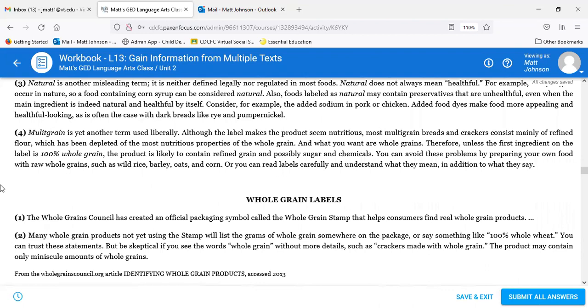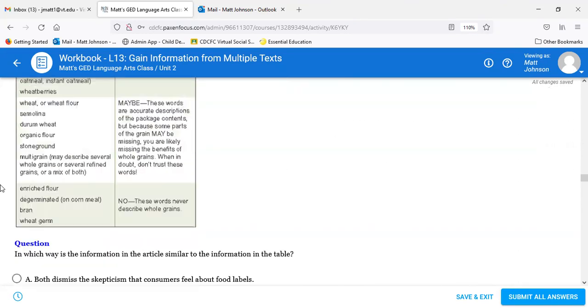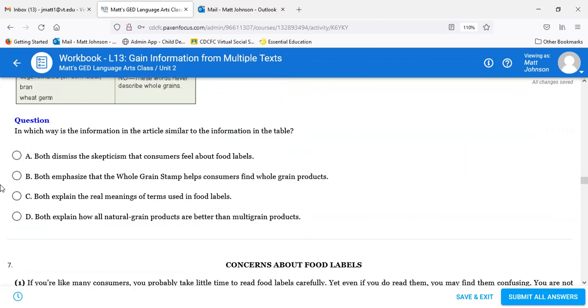6, we're still going to stick with whole grains here. Nilda, would you read question 6? Yes, in which way is the information in the article similar to the information in the table? A, both dismiss the skepticism that consumers feel about food labels.